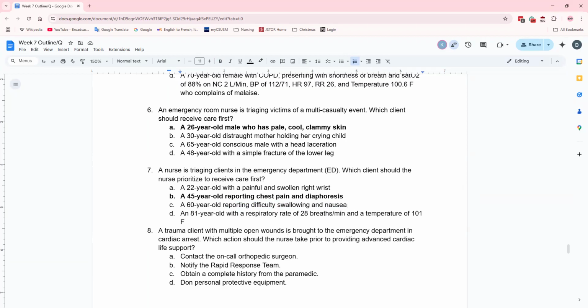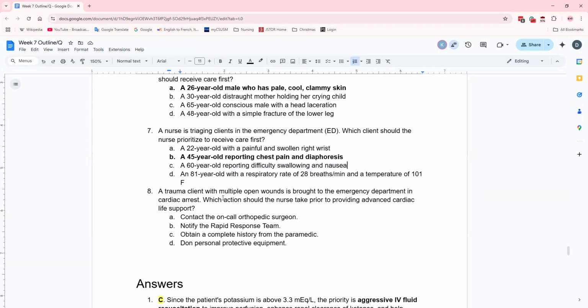All right. And then the last one here: a trauma patient with multiple open wounds is brought to the ED in cardiac arrest. Which action should the nurse take prior to providing ACLS?